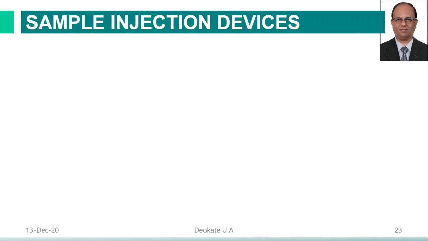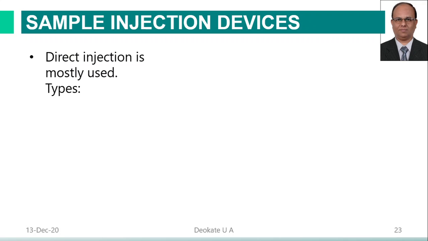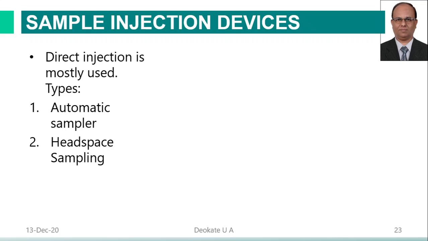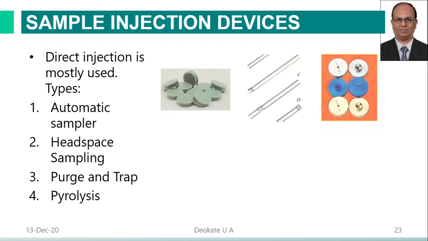The second component is your sample injection devices. Either we are having direct sample injection, which is mostly done using hypodermic syringes or needles, or we are having automatic sampler injectors or headspace sampling injectors. In new instruments, we are having purge and trap sample injectors or pyrolysis sample injectors, where the sample is introduced by the pyrolysis of your material.